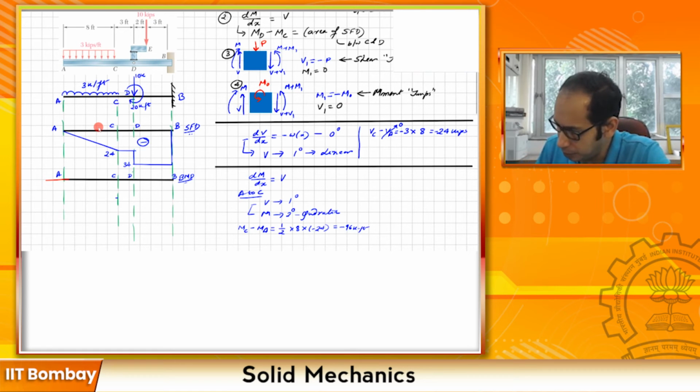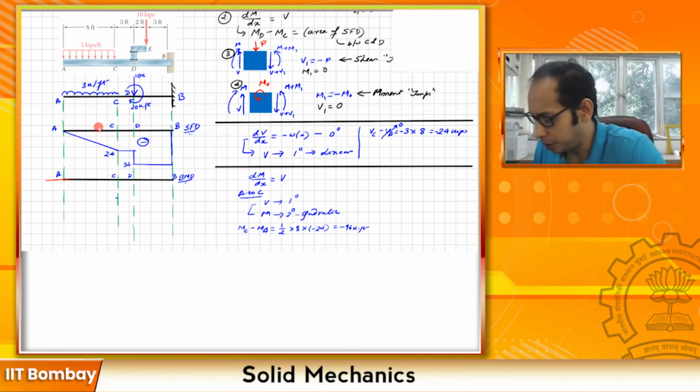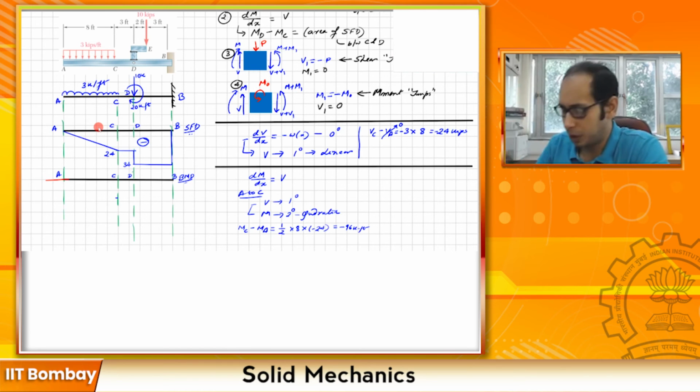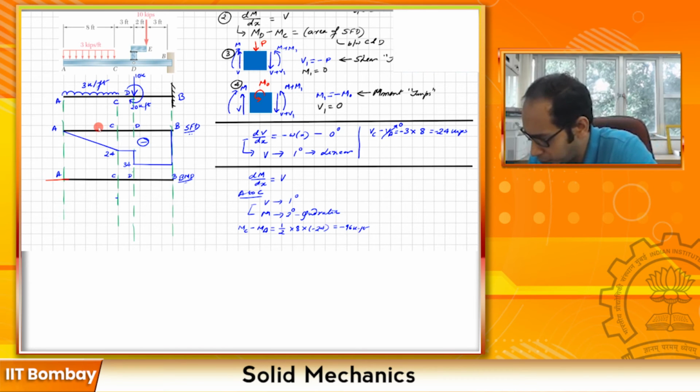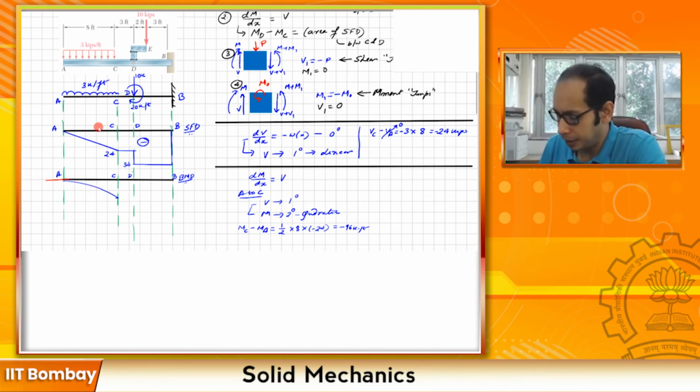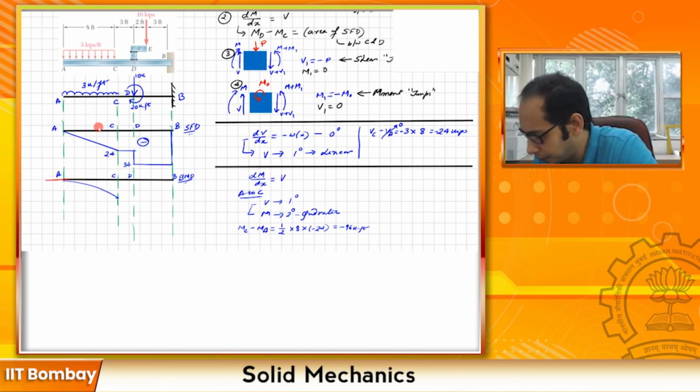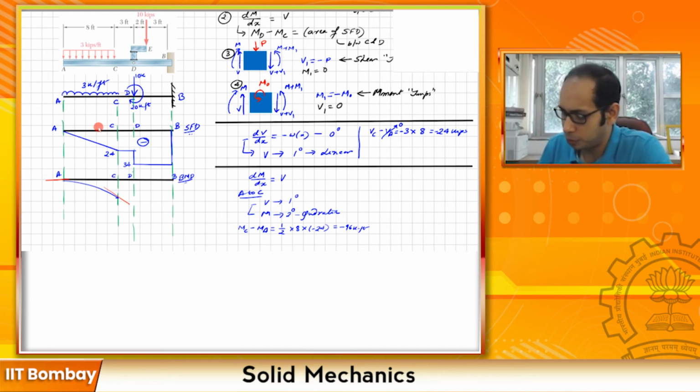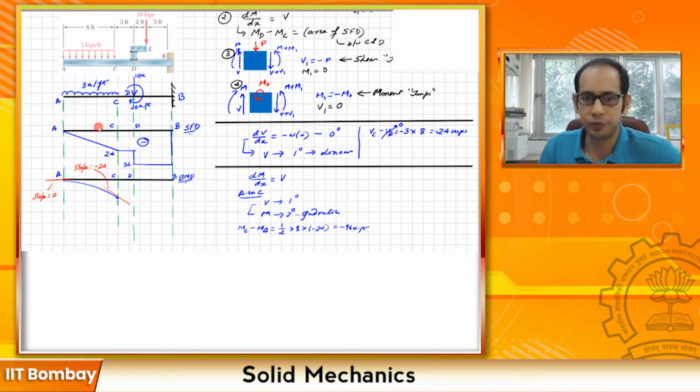So let me mark this particular point. From here to here, I will have a quadratic variation, so let's just go ahead and draw that. And at this point, as we investigated, let's write the slope here. So here the slope equals 0, and this slope is minus 24. So we have reached the point C. Next we have to go from C to D.